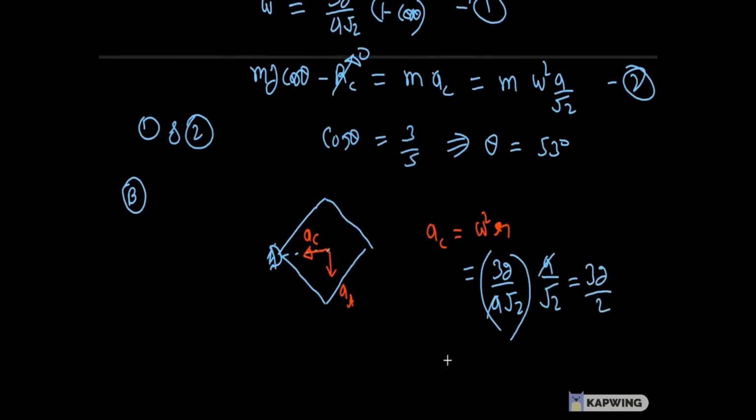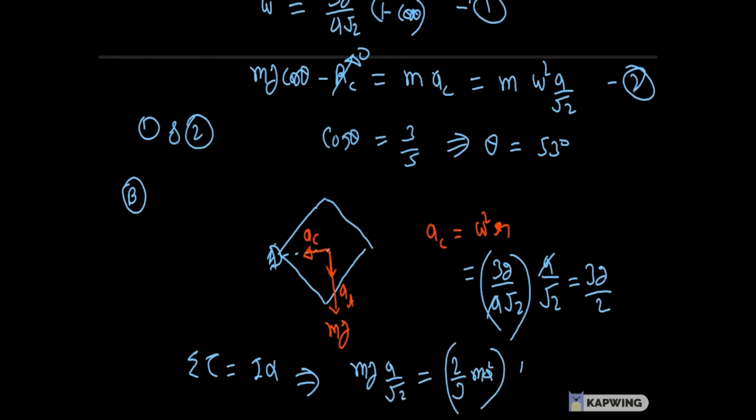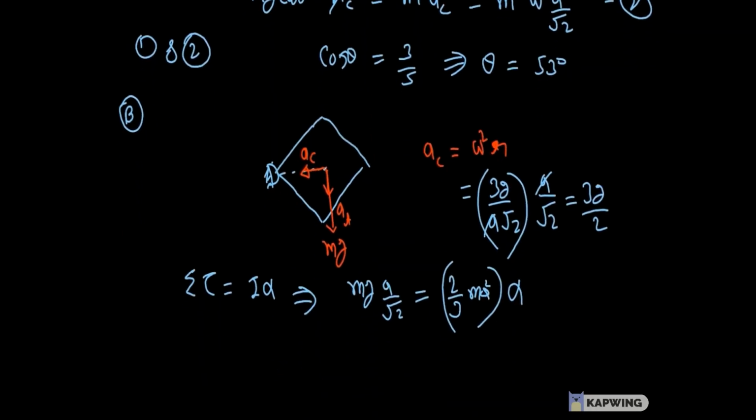And to find AT, we need to use the equation net torque equal to I alpha. So net torque will be about the hinge. Here will be acting mg. So using net torque equal to I alpha, torque will be mg into a by root 2 equal to I, 2 by 3 ma square, into alpha. So from here we will get the value of alpha as 3g upon 2 root 2a.